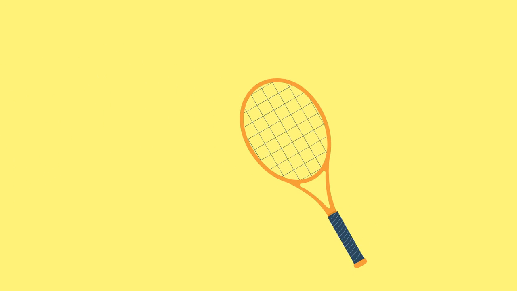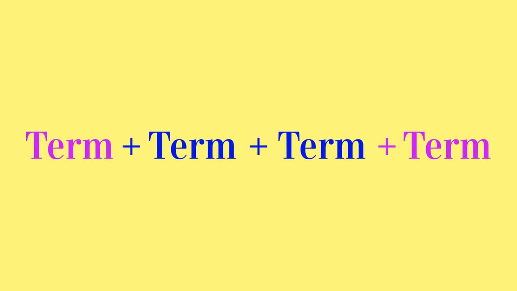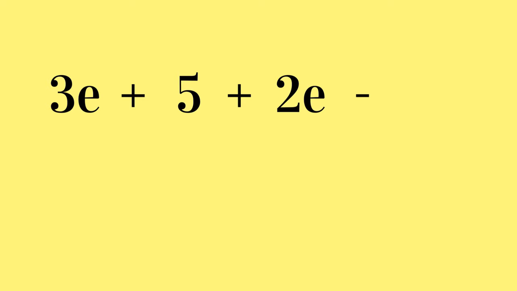When we are simplifying longer expressions, we need to group like terms together. For example, if we had the expression 3e add 5 add 2e subtract 3. Here we can see there are two sets of like terms. We have two terms consisting of the variable e and two numbers. Numbers by themselves are always like terms.